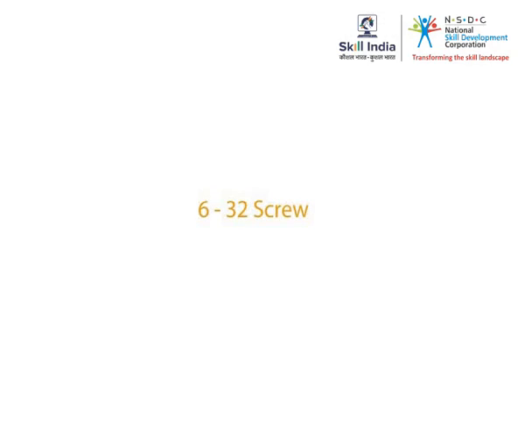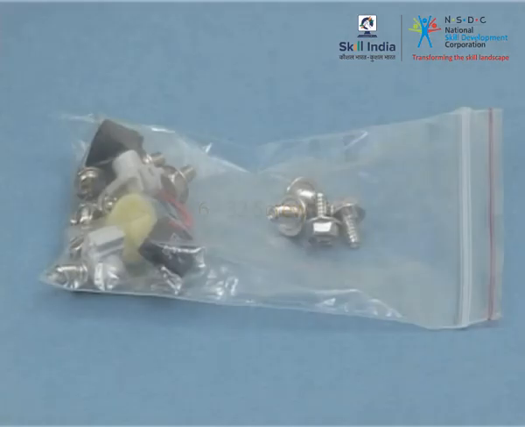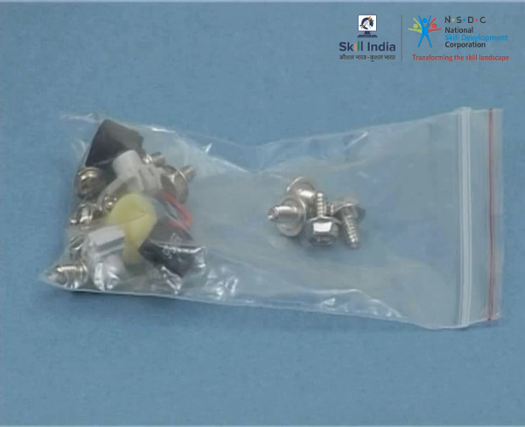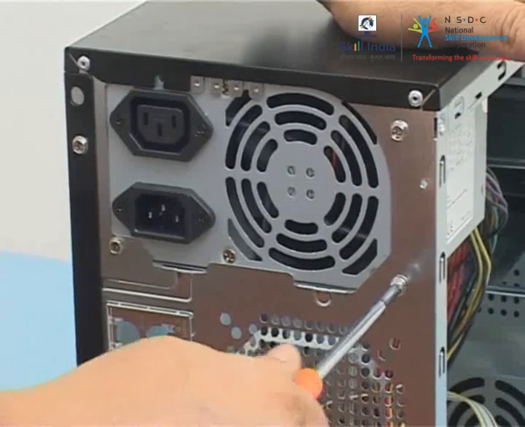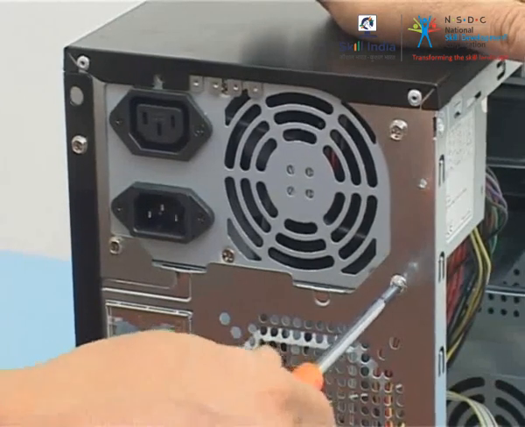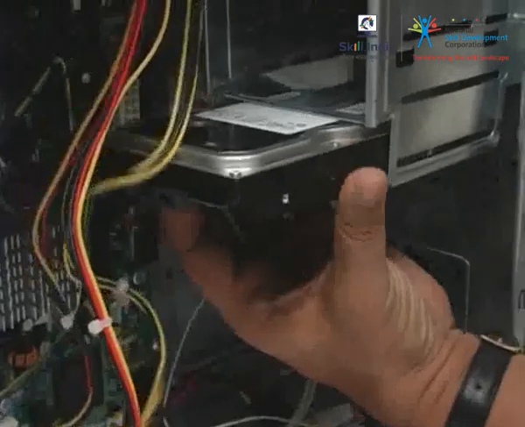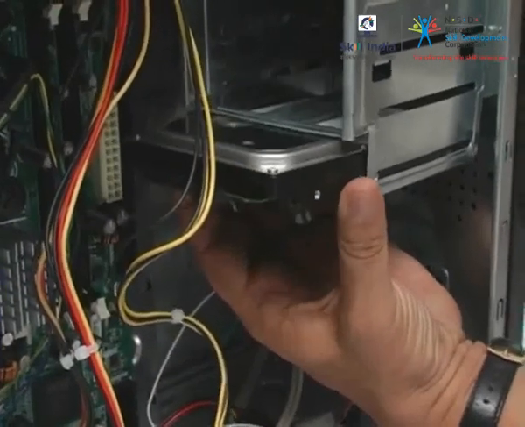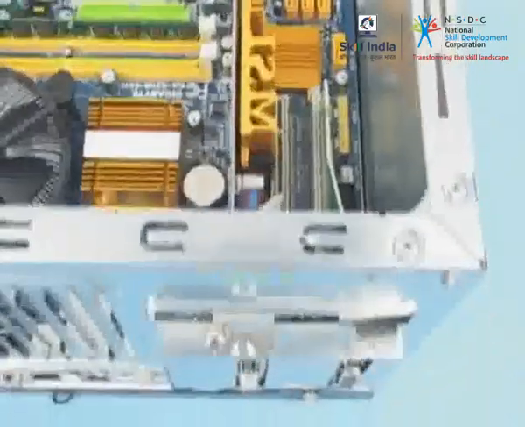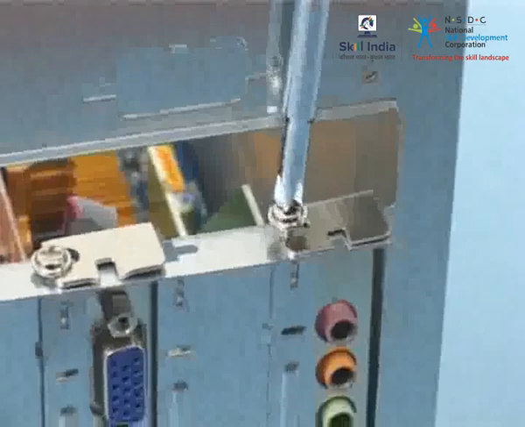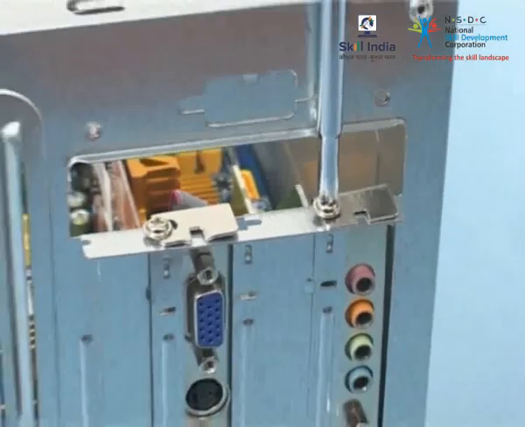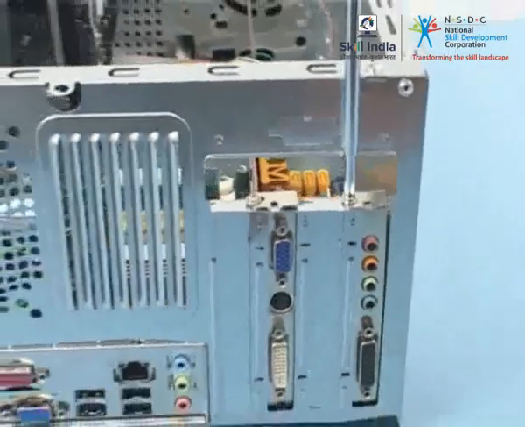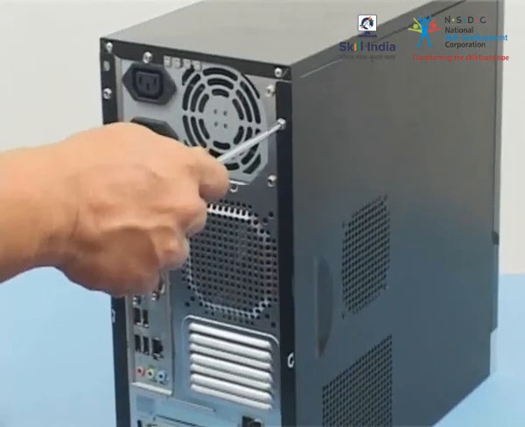6-32 screw. Nearly every cabinet comes with a bag of these screws. They are used to fix the power supply to the cabinet, hard disk drive to the cabinet, expansion cards in place by their metal slot cover, and the main cover on the cabinet.